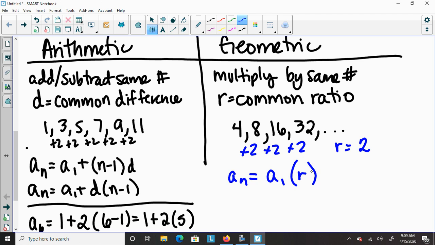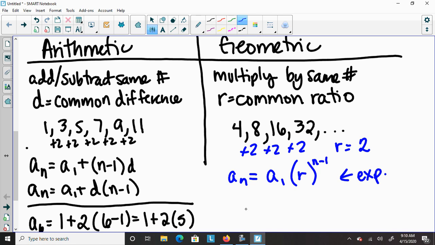And since we're multiplying by a certain number of times, we're going to use an exponent. So we'll multiply n minus 1 times. So that is our formula for geometric. This is the explicit formula that you're going to use if you're going to plug things in. First term, common ratio, raised to the n minus 1.